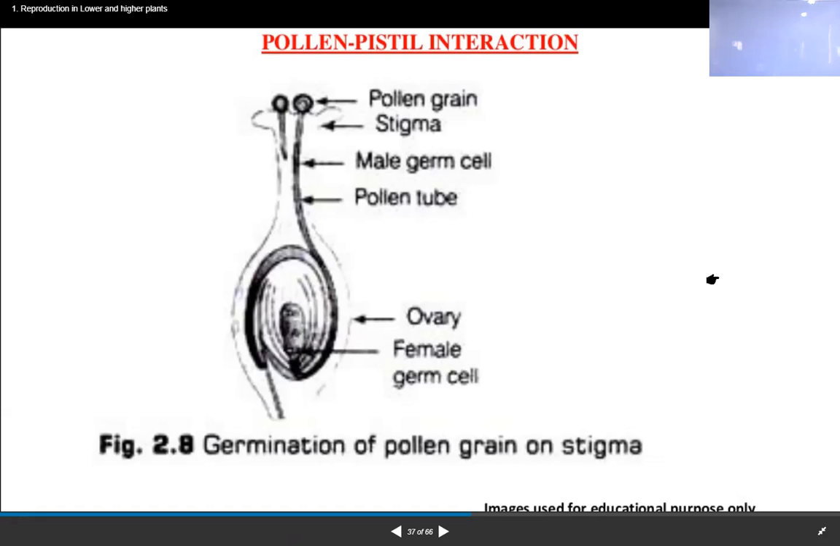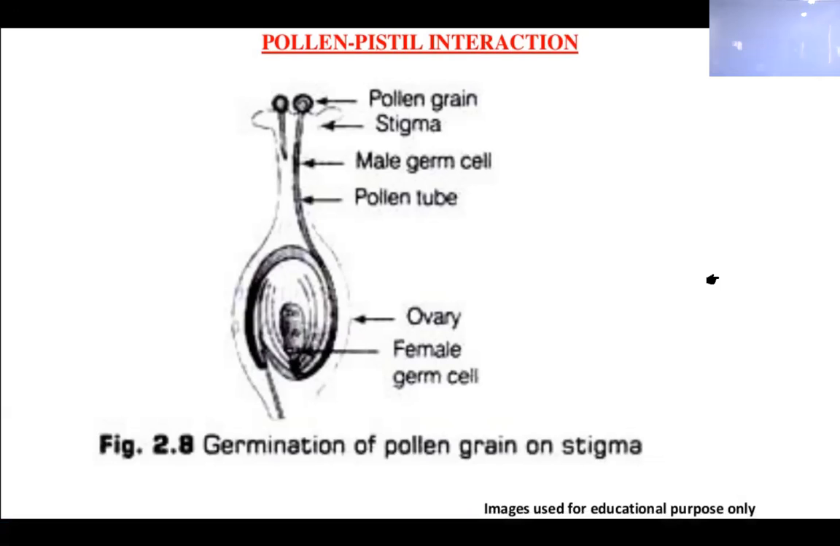Very simple diagram. So this is pollen-pistil interaction. Understood? Pollen-pistil interaction. So go through the diagram carefully. From this diagram, you will come to know how it is going to form and how it enters into the ovary for further fertilization. Right?